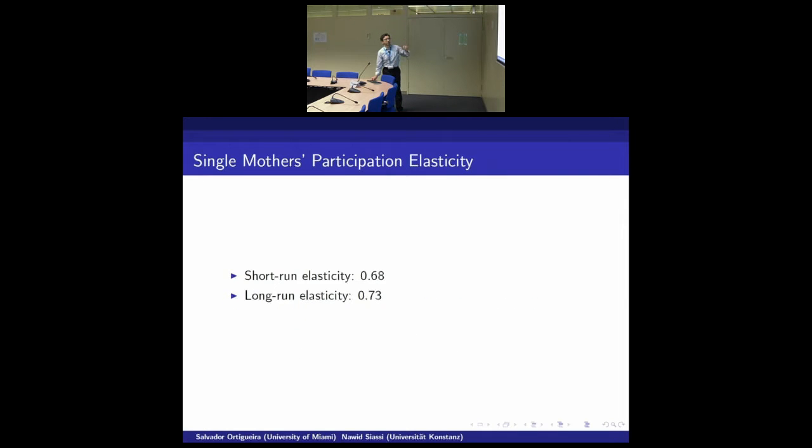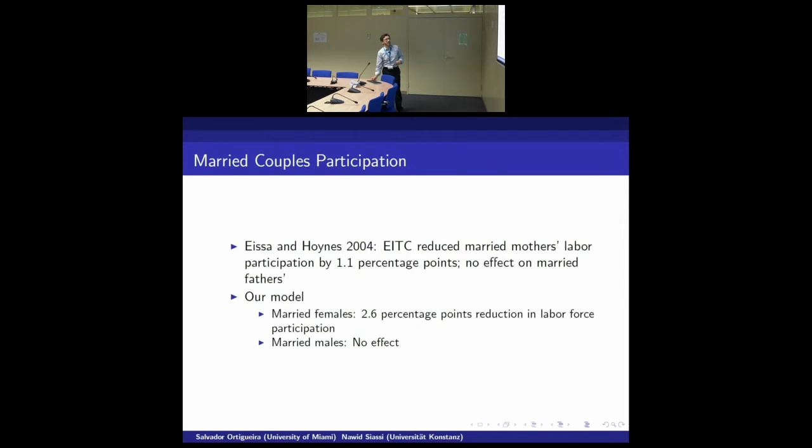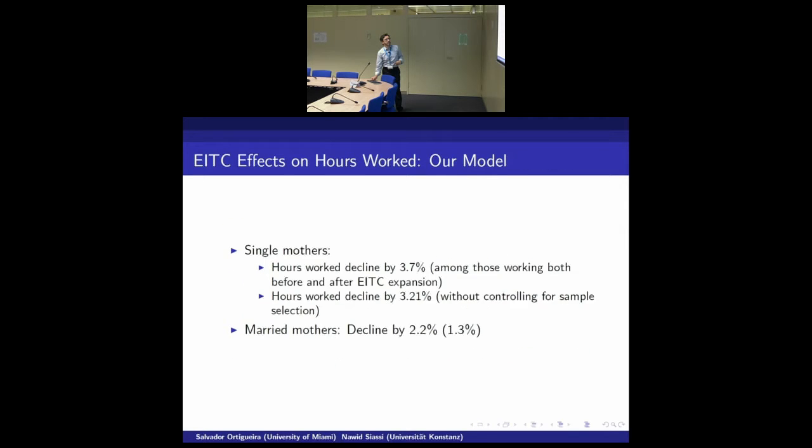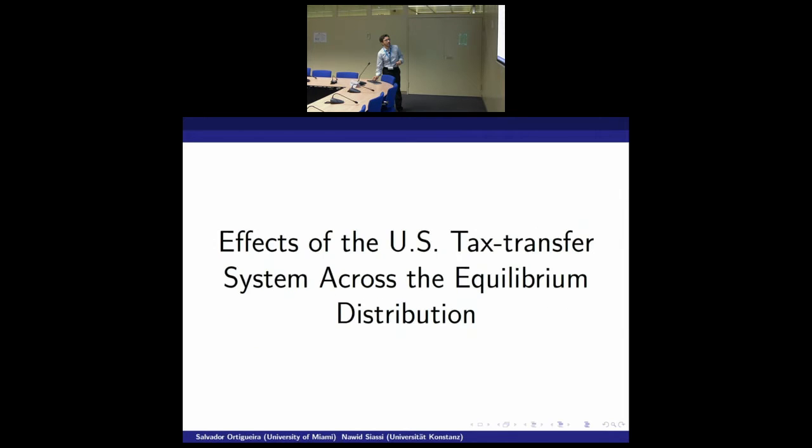Now, I'm going to skip all this. This is just elasticities. Let me go now to the effects of the US tax transfer system across the equilibrium distribution. Now, let's take a closer look at how different individuals, and by different individuals I mean by marital status, and I mean the level of earnings.